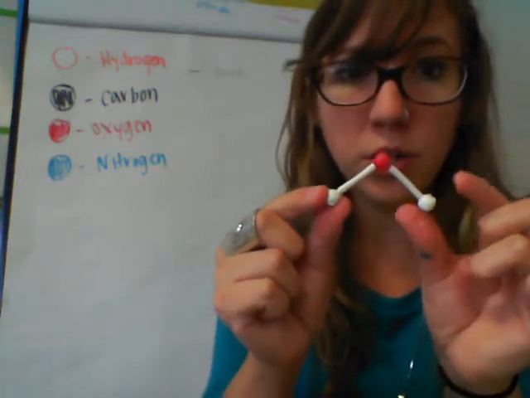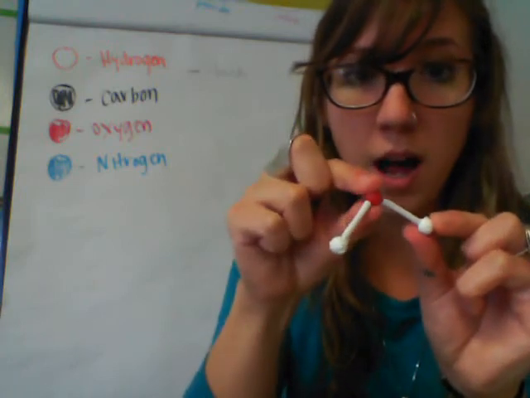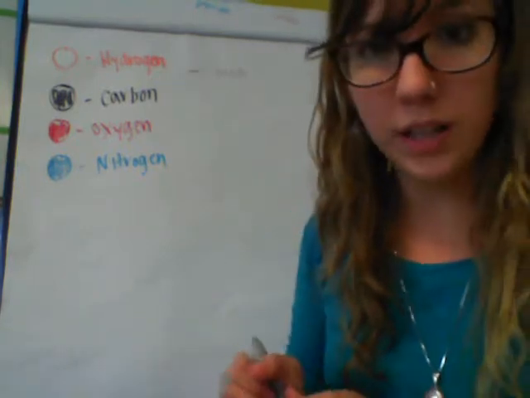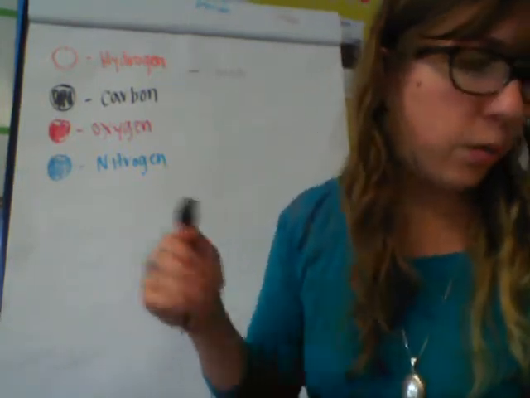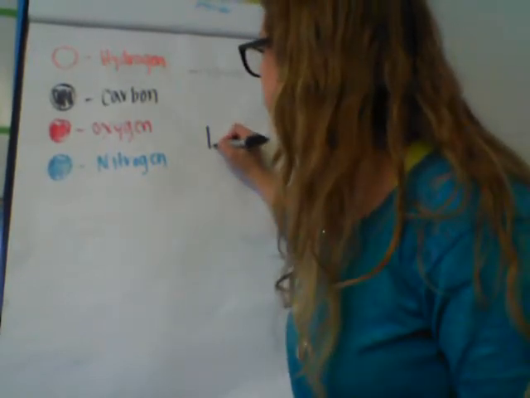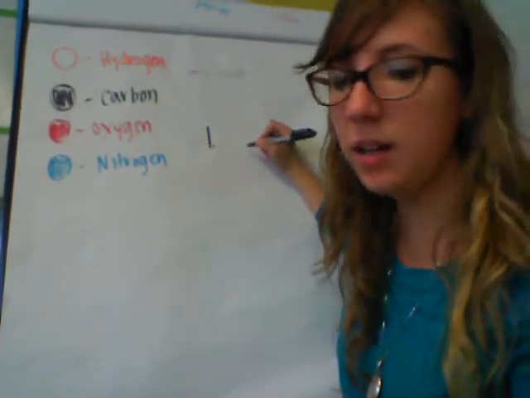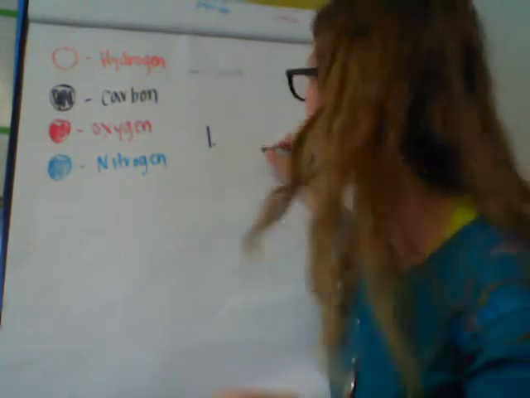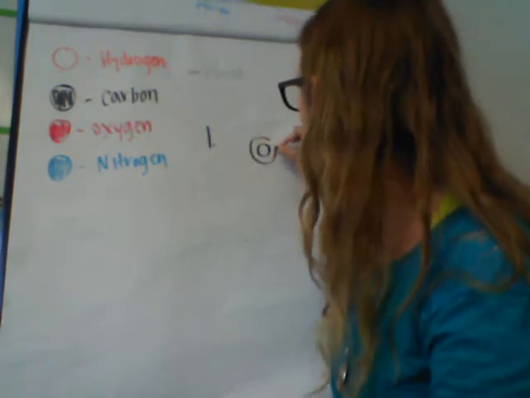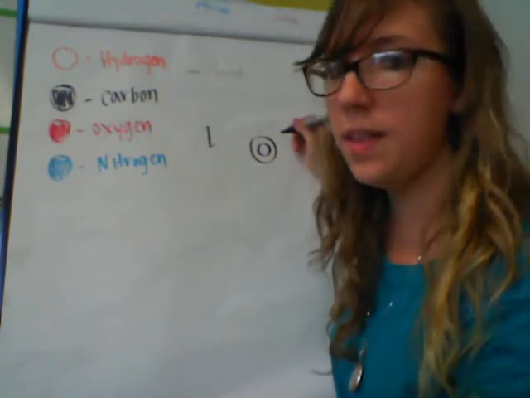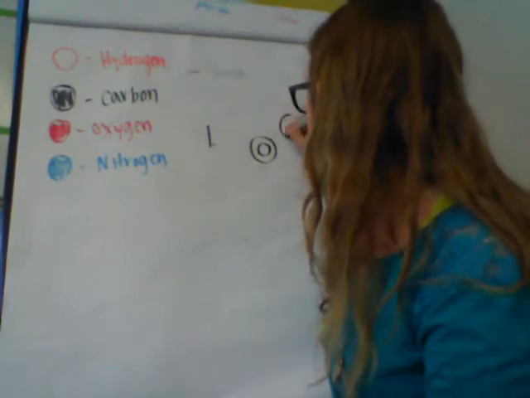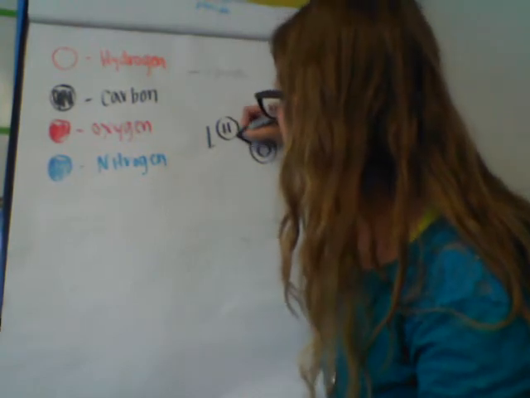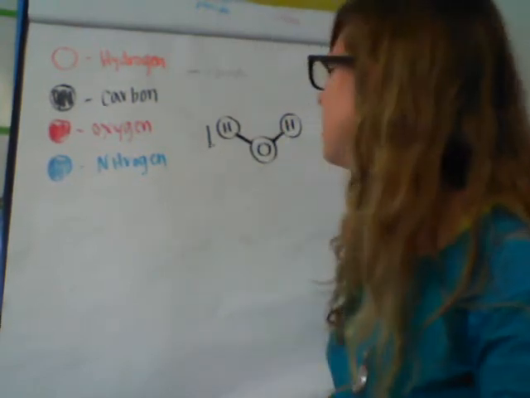So I bonded two hydrogens to my one oxygen, and here are my chemical bonds. In your notebook, it should look like this. We just did number one. You're going to draw the molecule exactly as it looks. In the center was the oxygen, and it had a hydrogen here and a hydrogen here, and they were chemically bonded together.